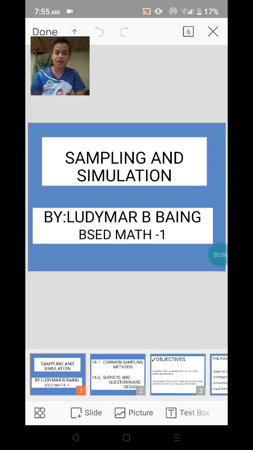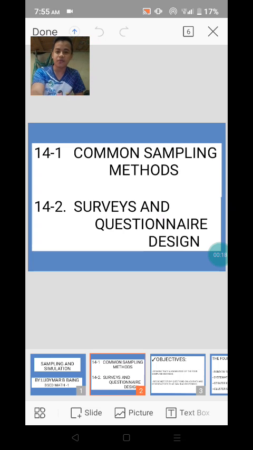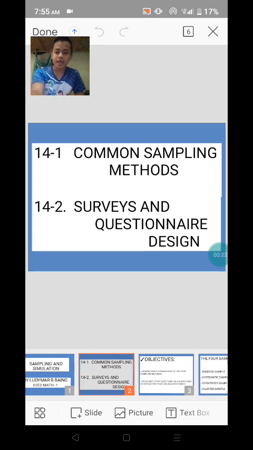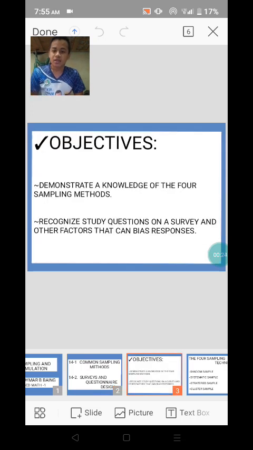I am Ludimar B. Baing, your BSEd Math first year, and I am explaining sampling and simulation in Chapter 14. My assigned topics are 14-1, the common sampling methods, and 14-2, surveys and questionnaire designs. My objectives are to demonstrate knowledge of the four sampling methods and recognize study questions on a survey and other factors that can bias responses.